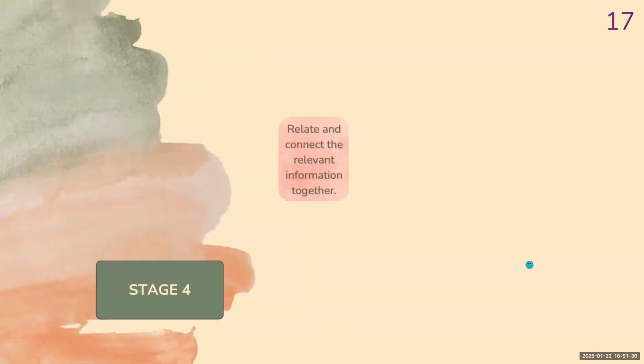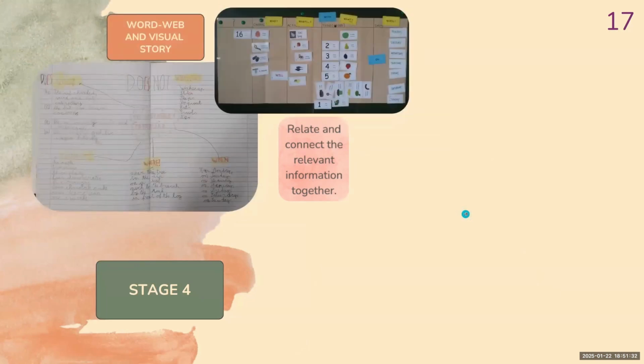Okay, then we come to stage 4. Stage 4 is already the stage when we introduce the real grammar. And we do this by using another visual tool, which is Word Web. This one here is Word Web, and this one here is Visual Story. These are tools that help with analyzing the project story to learn parts of speech.